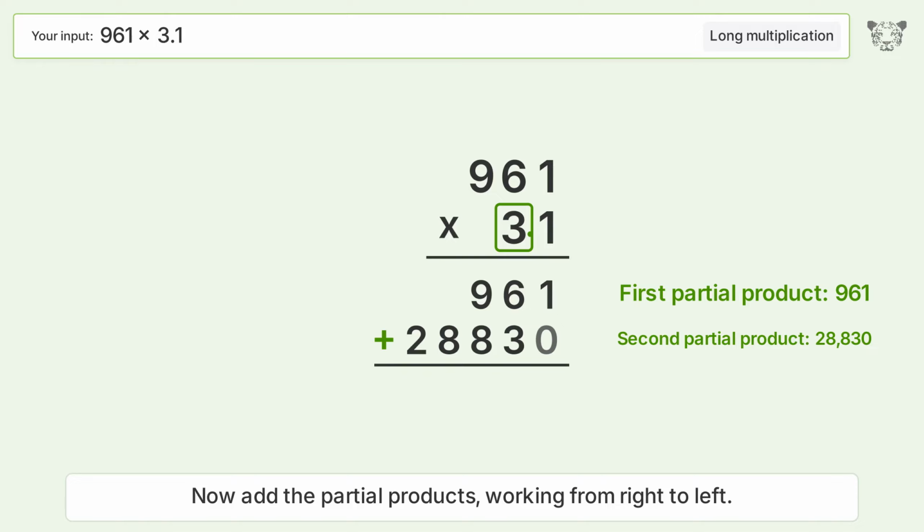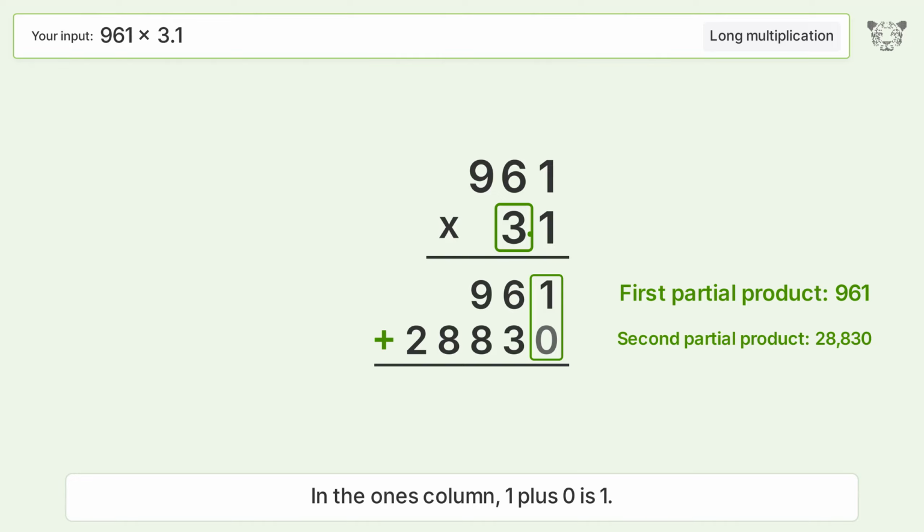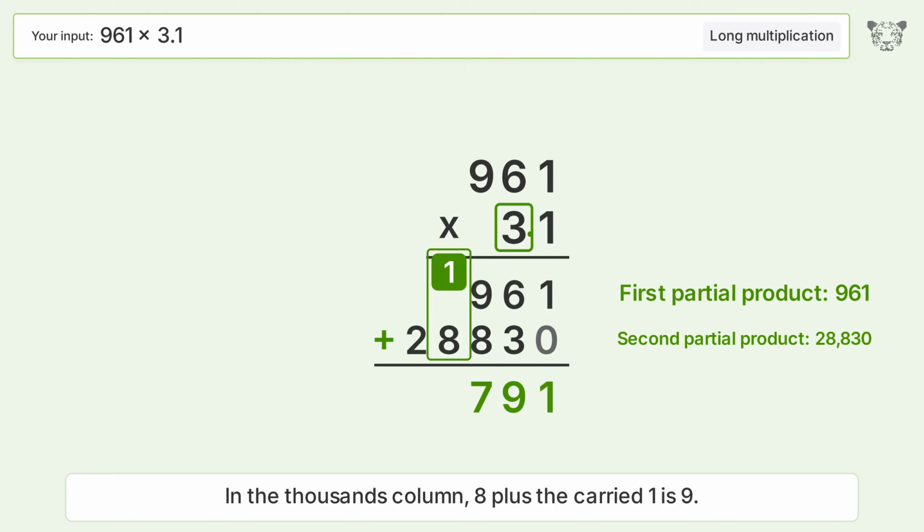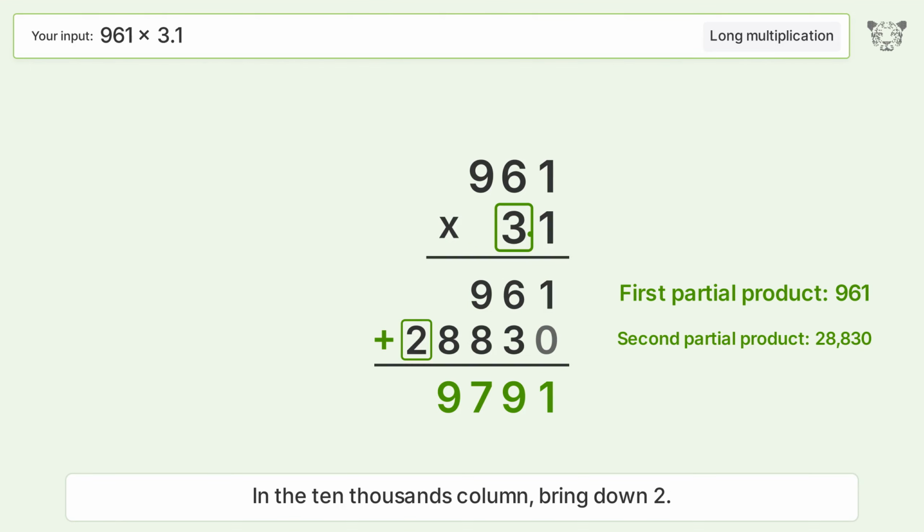Now add the partial products, working from right to left. In the ones column, 1 plus 0 is 1. In the tens column, 6 plus 3 is 9. In the hundreds column, 9 plus 8 is 17. Put 7 in this column and carry 1. In the thousands column, 8 plus the carried 1 is 9. In the 10,000s column, bring down 2.